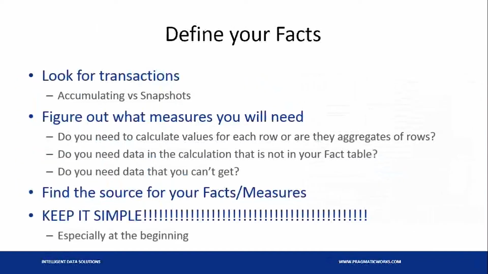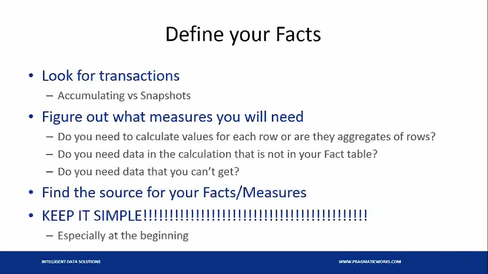So define your facts. Look for your transactions. I'll tell you real quick, there's a couple of different types of facts that you want to pay attention to. As much as possible, you want to look for what we call accumulating transactions. That's where I have one transaction that does the sale, one transaction that adjusts the sale, another transaction that reverses it, another that adds to it, as opposed to what we call a snapshot transaction.